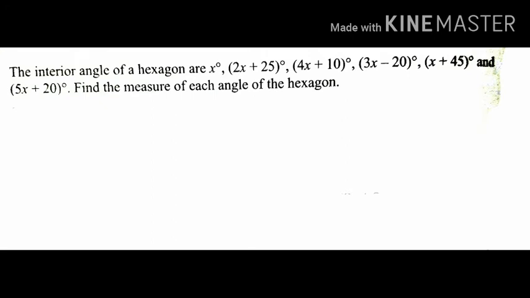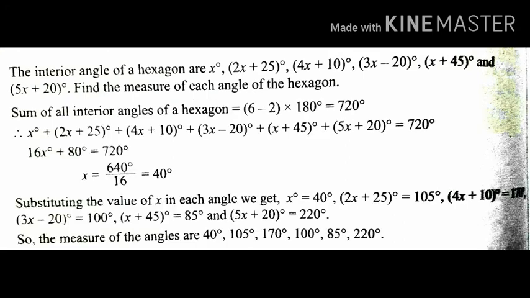Look, a hexagon has a total of 6 sides. If you have to find the sum of all the interior angles of the hexagon, you apply the formula again: (n minus 2) times 180 degrees. Here n is 6, because there are 6 sides of a hexagon. So that means the sum of all interior angles of a hexagon is 720 degrees.